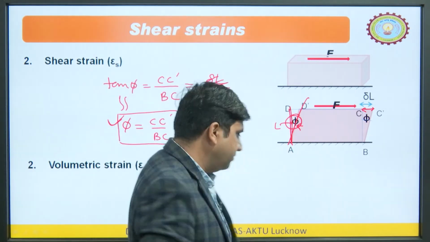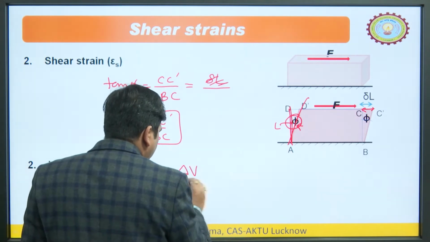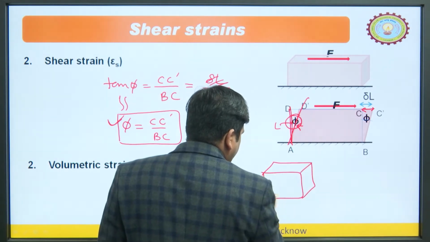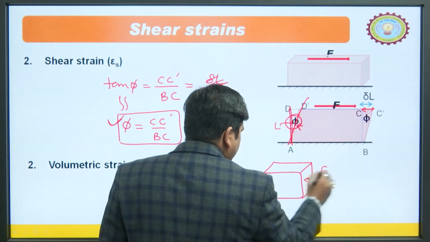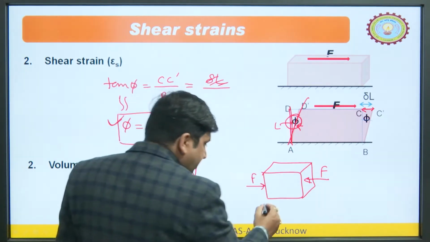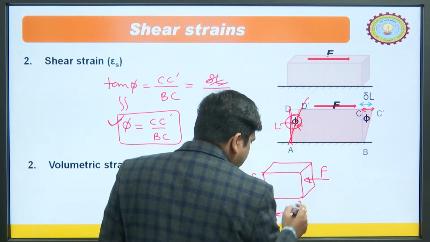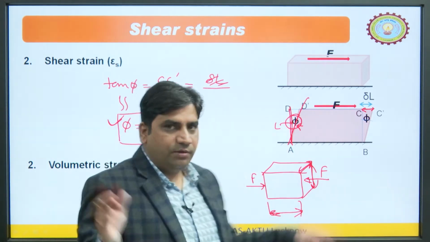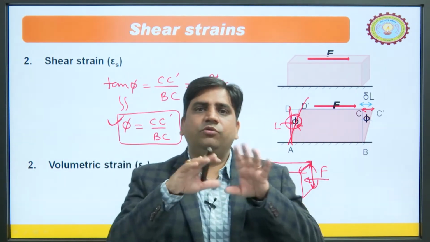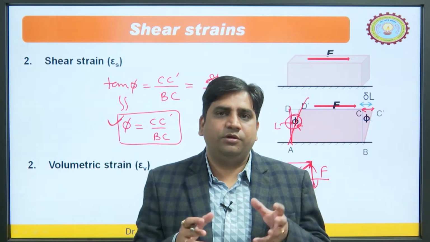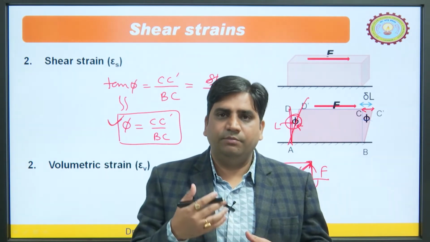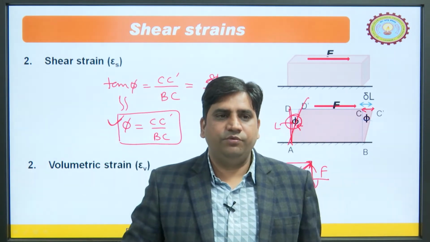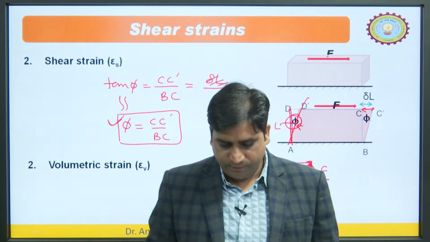And volumetric strain is change in volume upon original volume. Let us say we have this object and we compress it by some force. It may happen that this dimension is reduced and this dimension is increased, but overall, if we compress a balloon, we see an overall reduction in its volume. And if we blow air inside the balloon, its overall volume may increase. That will give you the volumetric strain, delta V upon V.